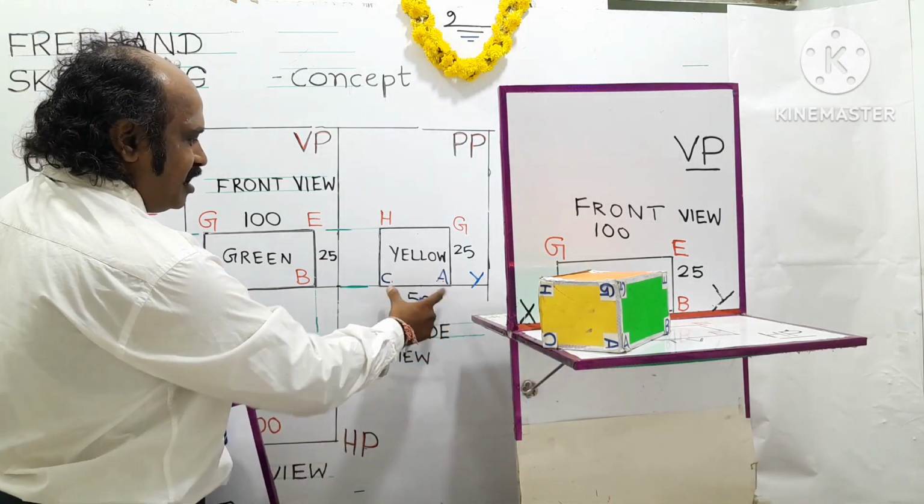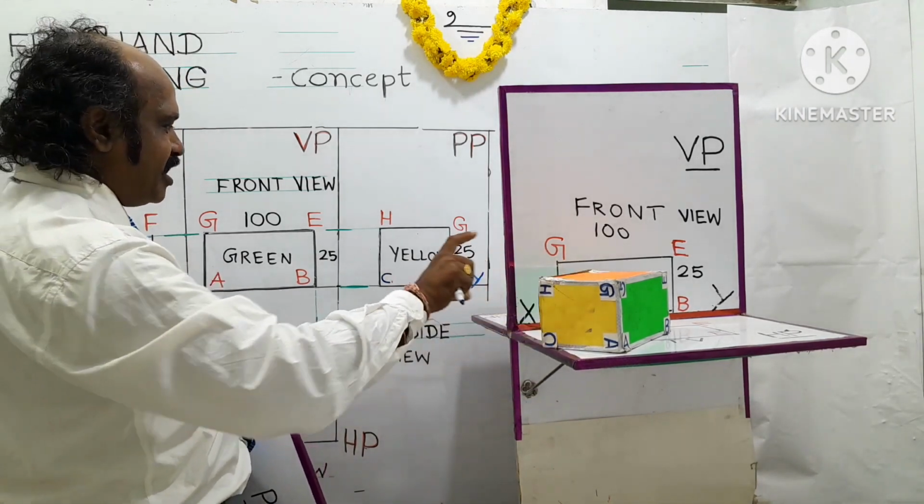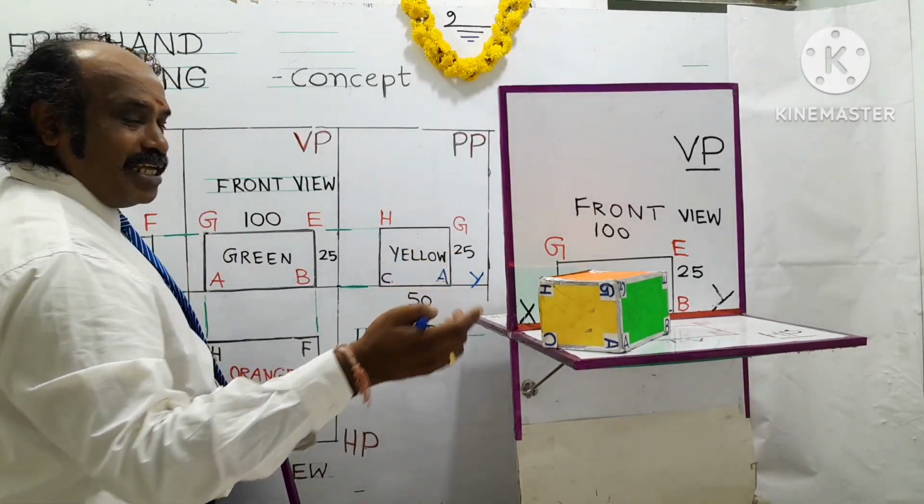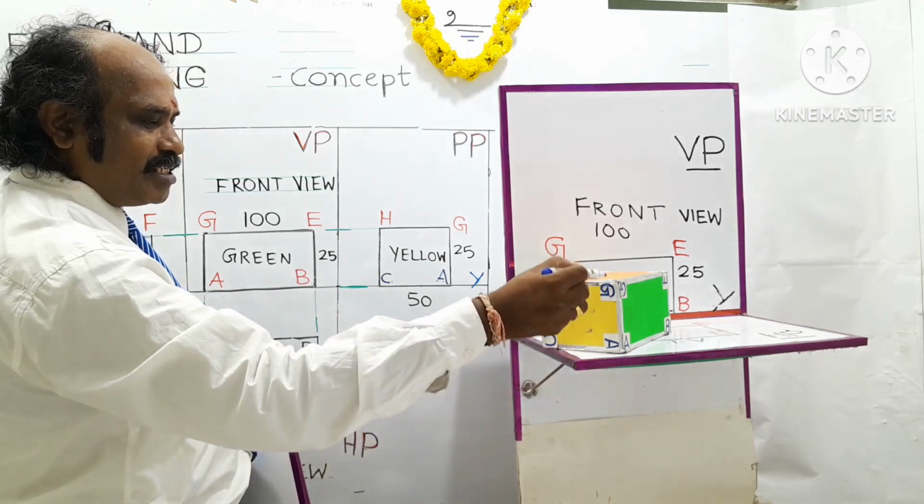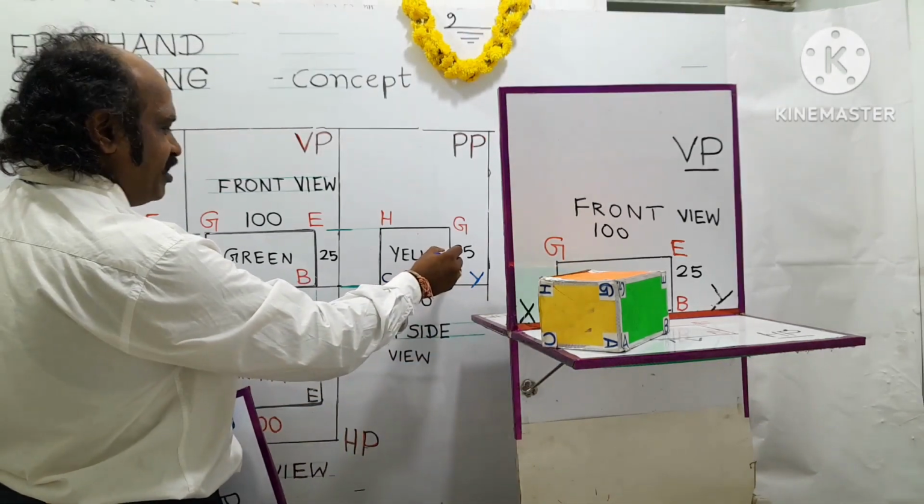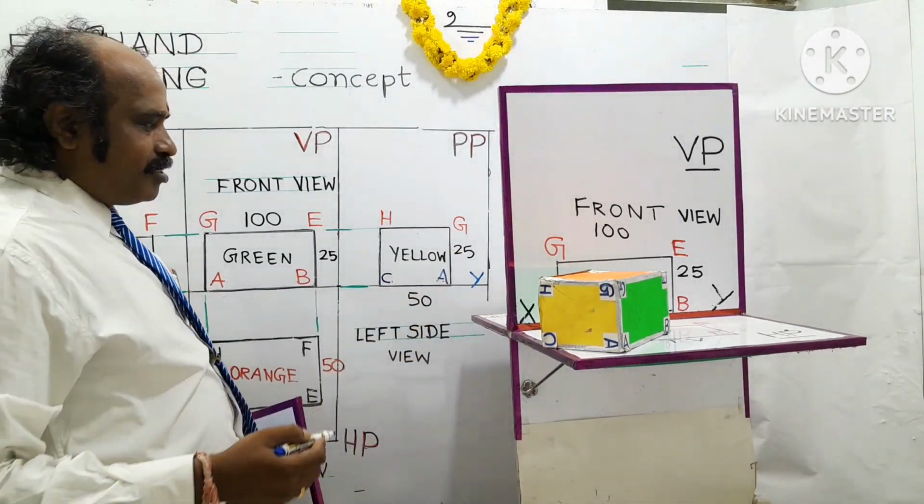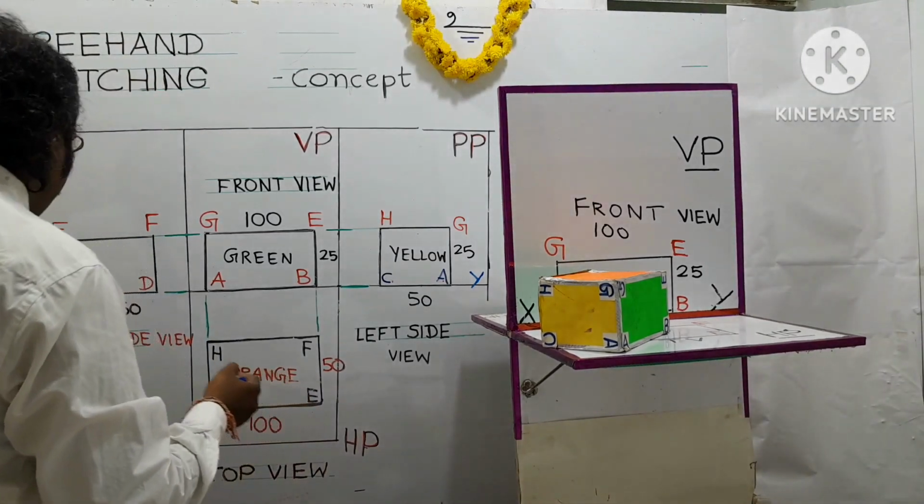This 50 is this. And we'll have the height of the object, height as 25 mm. You cannot see the length of the object looking at this side view. You can see the breadth and the height. The breadth 50, height 25. This is called left side view. Okay. So next I'm going to draw the right side view.